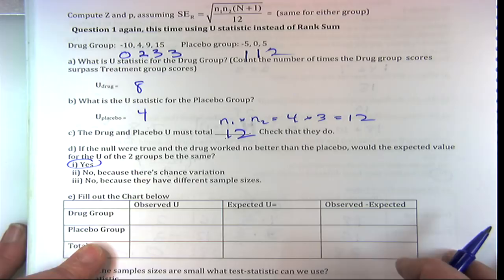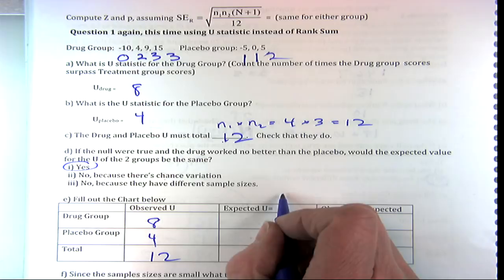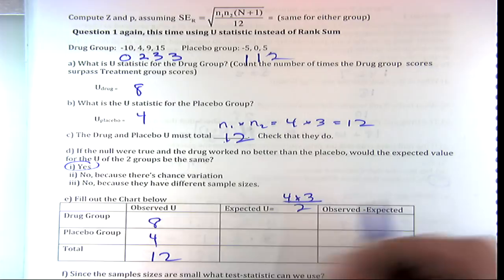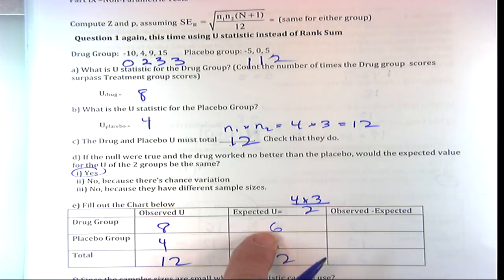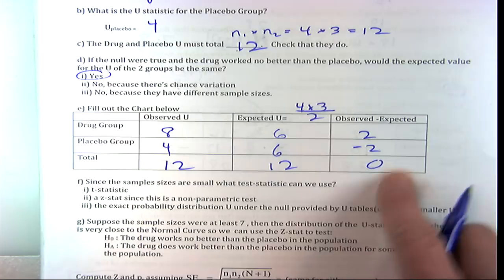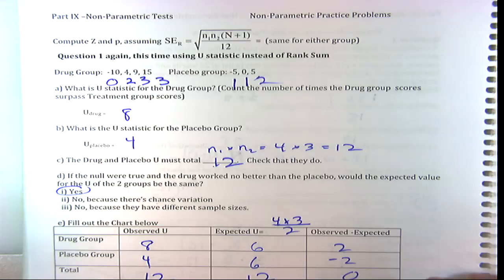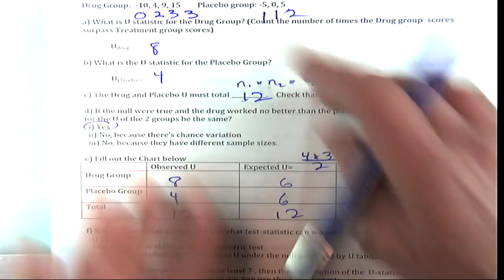All right, so now we can do this. We have 8 and 4 and 12. That's what we observed. What did we expect? N1 times N2 over 2, 4 times 3 over 2, so there'd be 6 and 6 and 12. And you'll see that the observed minus the expected, again, sums to 0, and it's always going to be the same. When you do a z-test, the numerator and the denominator are the same for both tests. These two statistics just differ by a constant between these and the ranks, so they're going to have the same standard errors.